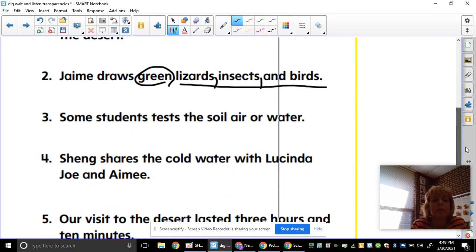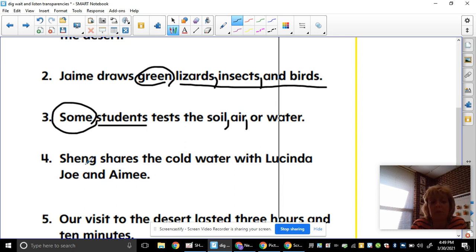Number three, some students test the soil, air, or water. Well, students are testing the soil, air, or water. There's three things in a series: soil, air, and water. So let's put some commas between them. There's nothing really describing the soil or the air or the water. So let's go back to students. Some students. So some tells how many students. It describes students.